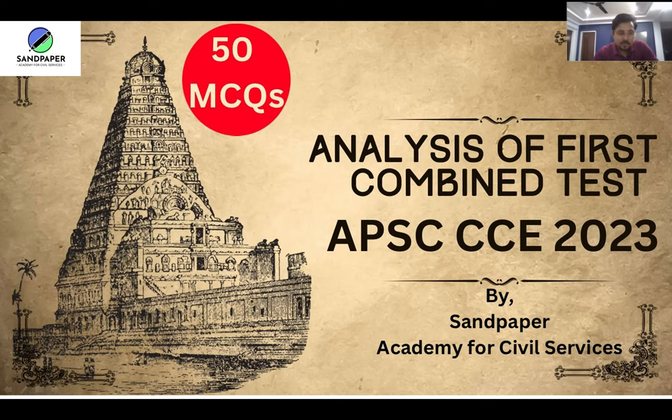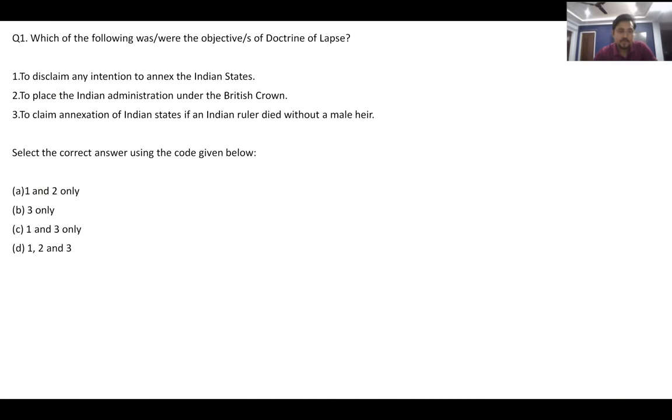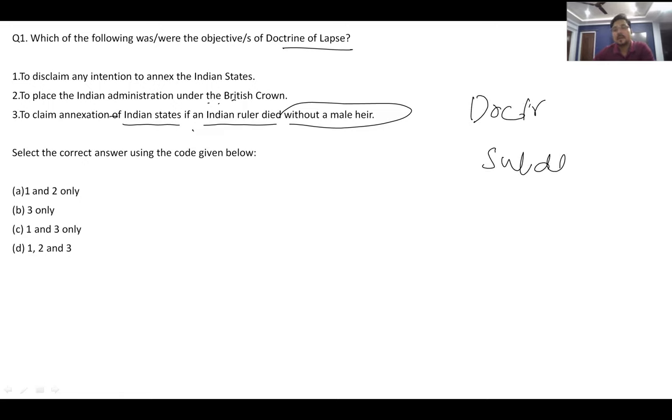So the first question of today is: which of the following was or were the objectives of the doctrine of lapse? To disclaim any intention to annex the Indian states, to place the Indian administration under the British crown, or to claim annexation of Indian states if an Indian ruler died without a male heir. So you should know the doctrine of lapse, subsidiary alliance, and permanent settlement.